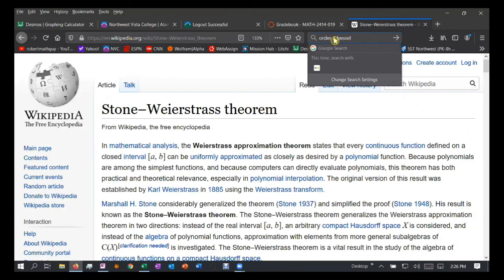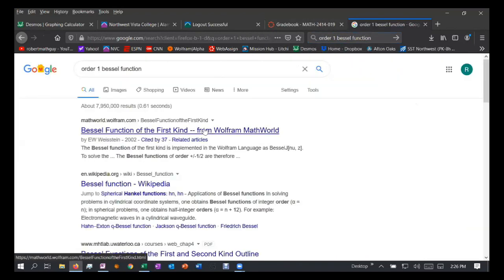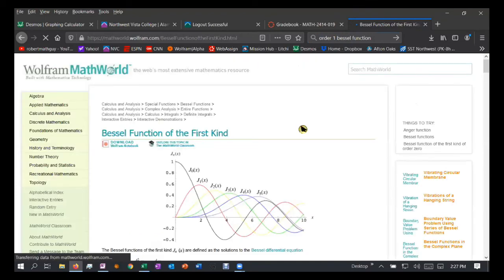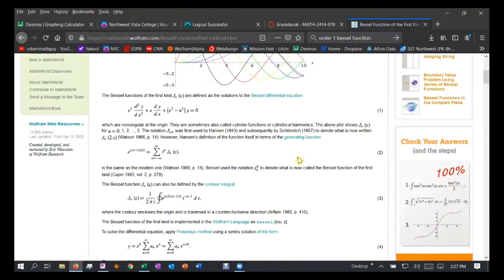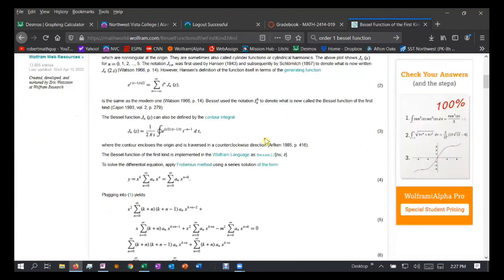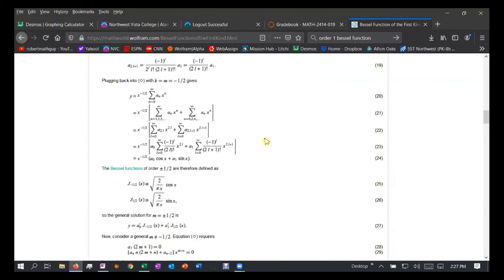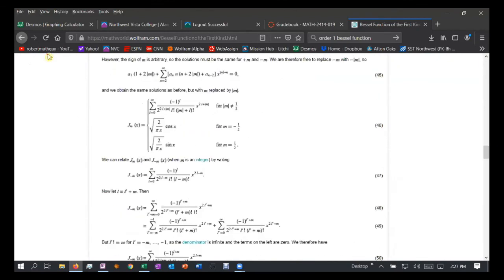You want to see where these are used? I was going to do this anyway. Bessel functions of the first kind are defined as solutions to the Bessel differential equation. This really wasn't what I was looking for.